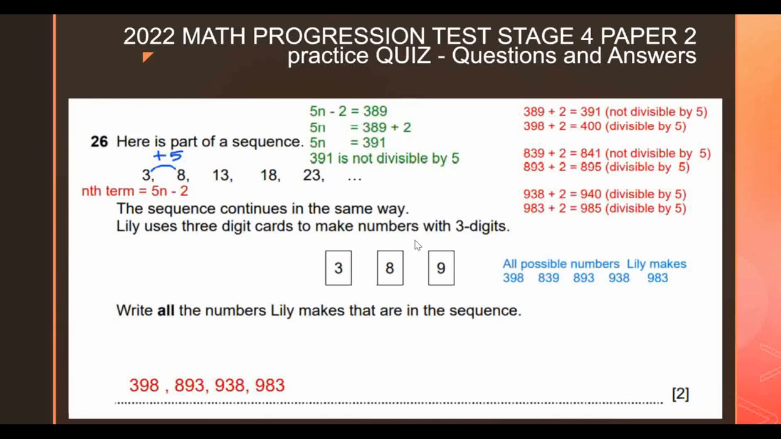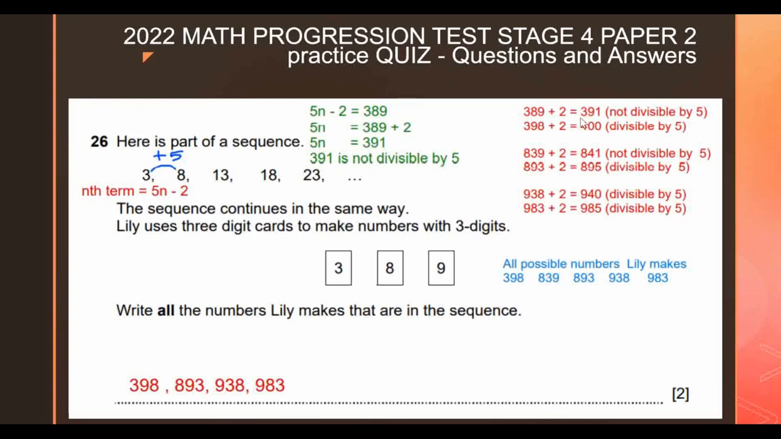Next possibility is 389. So what we have to see is whether the number that we combine is divisible by 5 after we add 2. We will check if the answer is divisible by 5. When it's divisible by 5, it means the answer is part of the sequence. So 389 is not in the sequence since it is not divisible by 5 after we add 2.